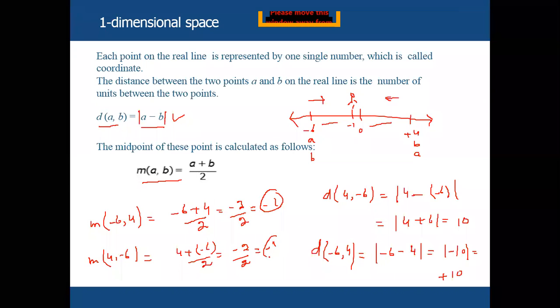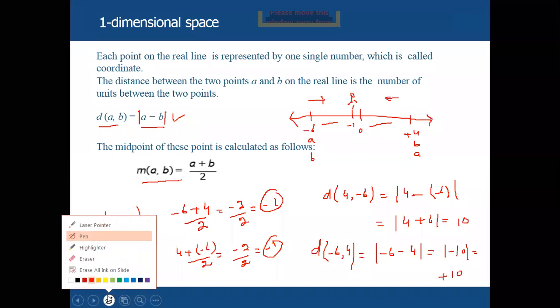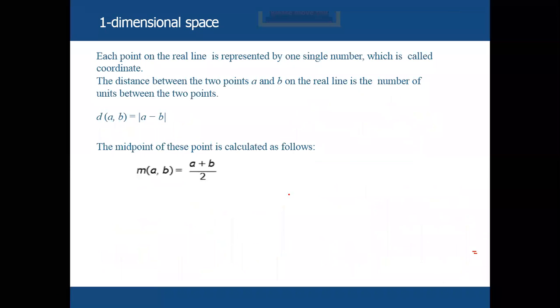Finding the distance between 2 points and the midpoint. Clear, guys? I think these are easy. So how to find the distance and the midpoint? Clear? Yes, sir. Great, excellent, well done.